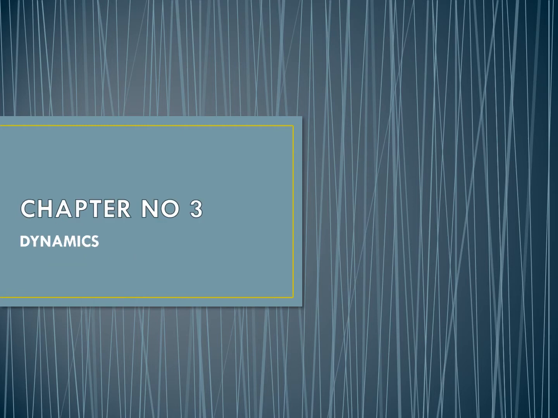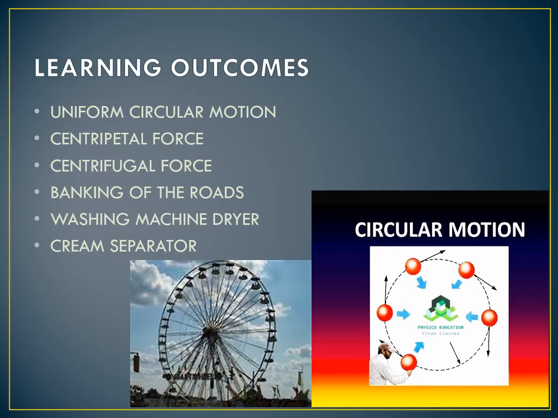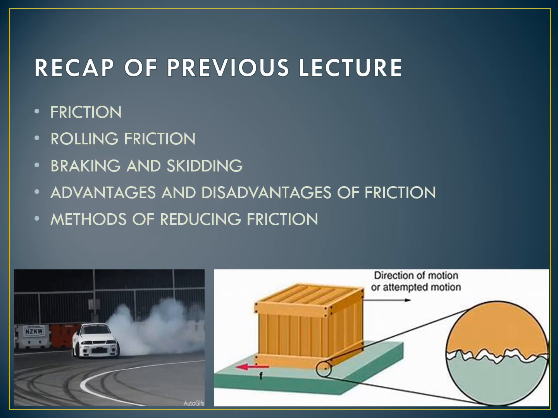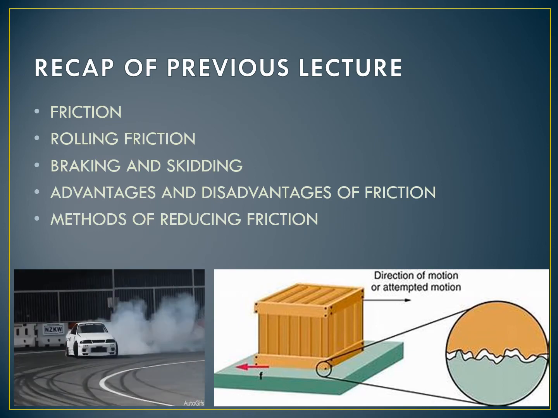Today we will discuss the 6th lecture of chapter number 3, dynamics. In this chapter we will discuss uniform circular motion, centripetal force, centrifugal force, banking of the roads, washing machine dryer and the cream separator. Before starting the lecture, let's have a brief review of the previous lecture.